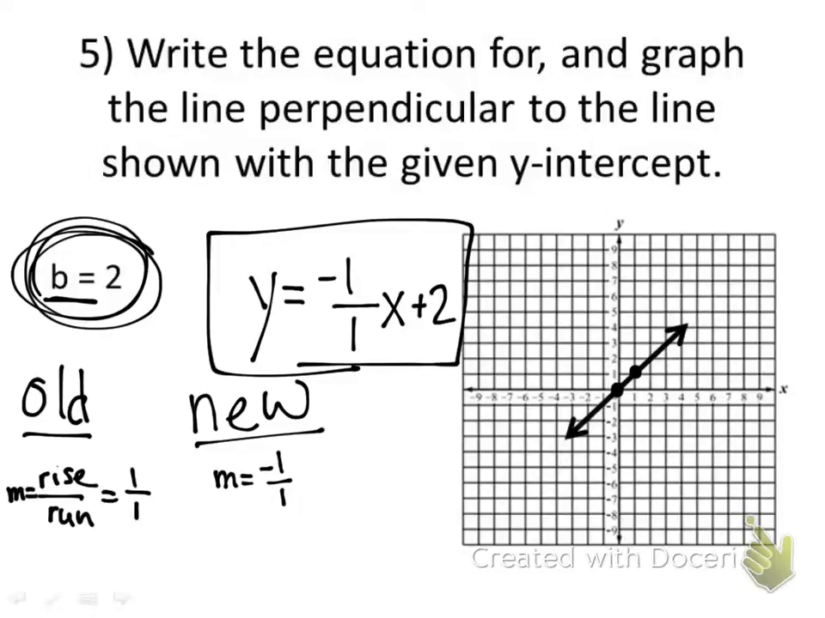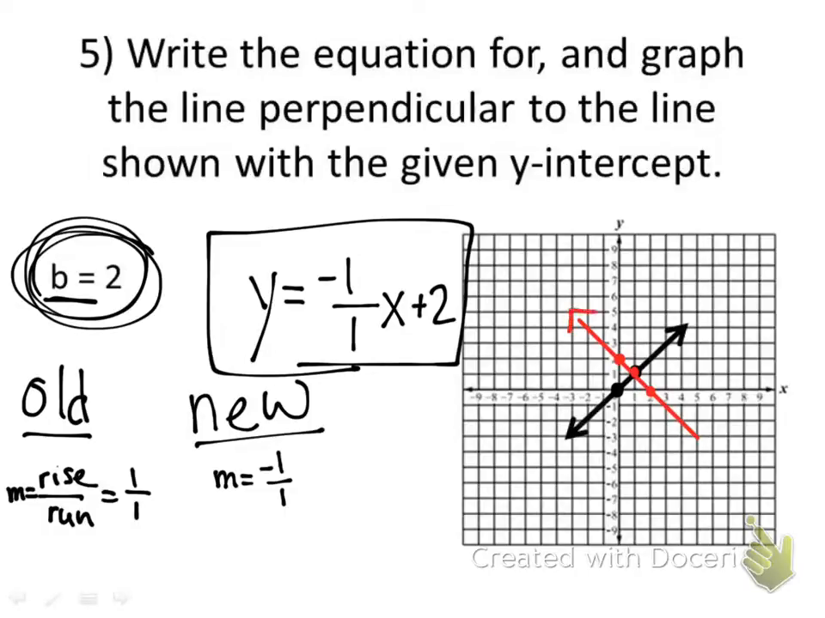When we graph, we start with the y-intercept. We start with the b value here. So I'm going to start at the 2. Then I'm going to go down 1, right 1 because of my rise and my run. Down 1, right 1. Then connect those 3 points.